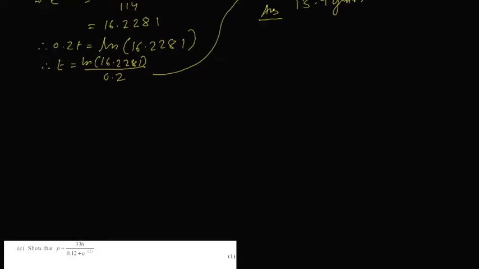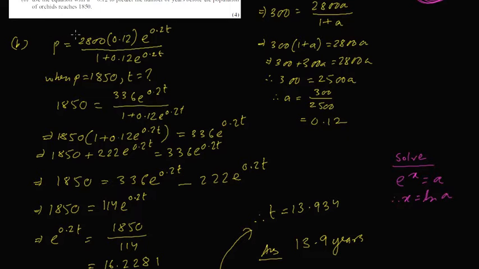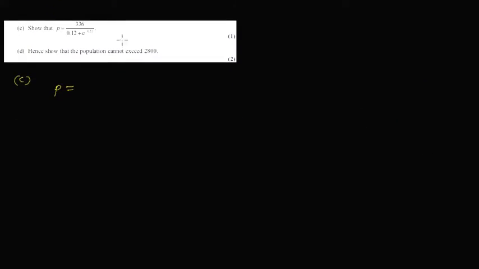The next question is actually a simple algebra sum. You have to simplify the original question into this. It's a simple algebra question rather than anything to do with growth, exponential growth. So the original question was P equals, let me copy it from here. So P equals 336 e to the power 0.2t divided by 1 plus 0.2 e to the power 0.2t.